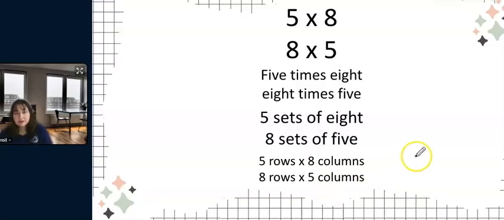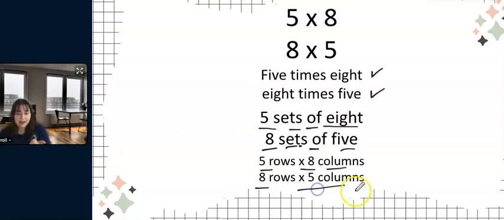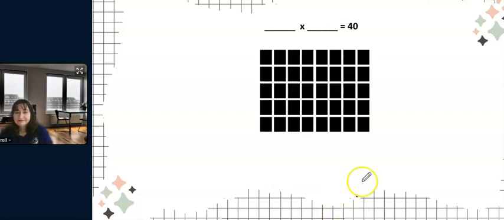All right, let's try this one. 5 times 8, 8 times 5, 5 sets of 8, 8 sets of 5, 5 rows by 8 columns, 8 rows by 5 columns. Phew, that's a lot of words. What do I got? Hopefully you got 40 on that one, because 5 times 8 is 40.